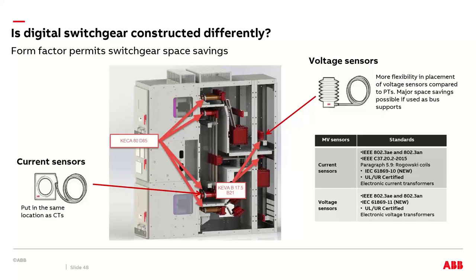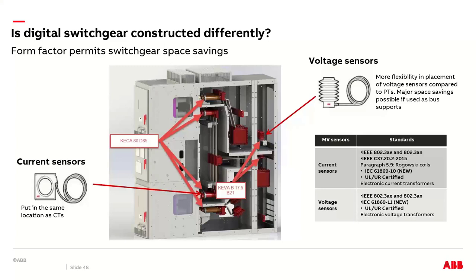So the real question is: is digital switchgear constructed any differently from the normal one? And can you make it out when you're looking at a switchgear in front of you? As you can see in the picture that I've shown on my screen, you cannot make out a difference from the front of the switchgear. Where you can make out a difference is at the back.